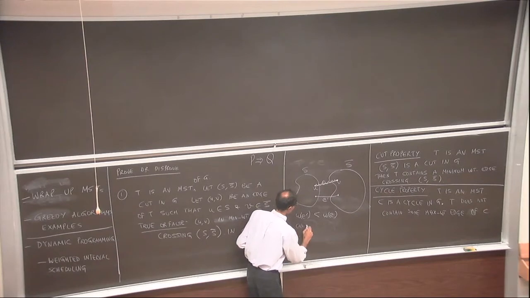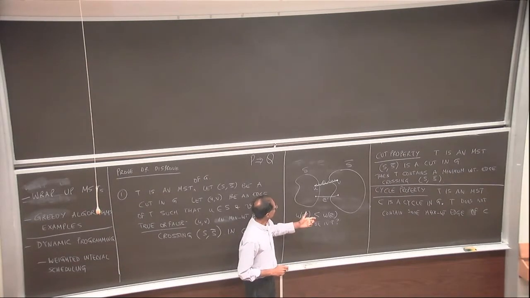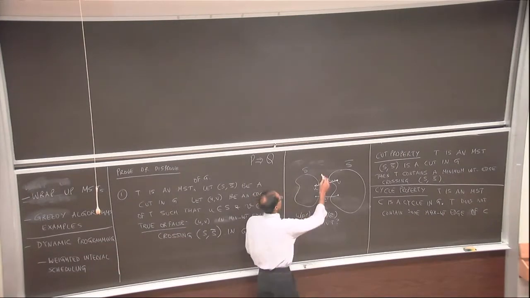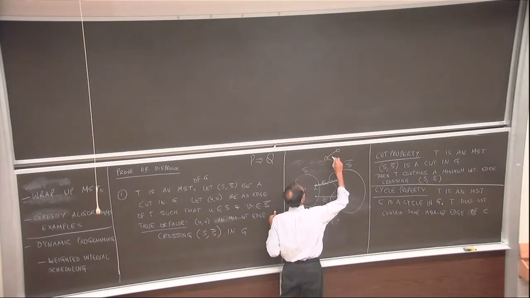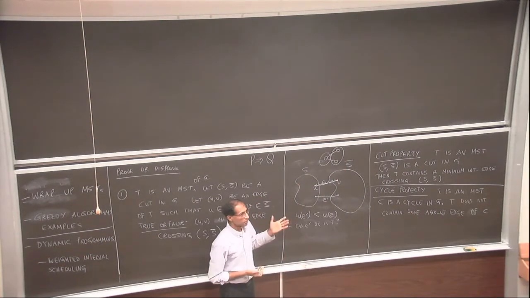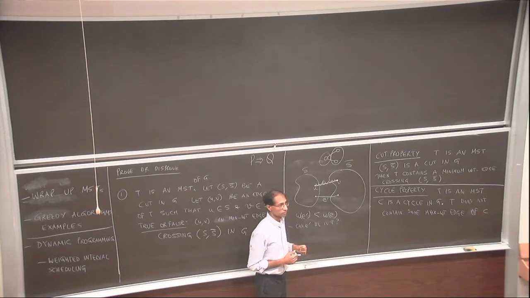Can E prime be in T? Okay, so one suggestion was if E prime and E were both in T, this will form a cycle. Is that true? No. Not necessarily. Okay, and you can imagine, if we draw a picture like this, this is a cut. There are two edges in the tree crossing the cut, and you can have both of those edges. So E prime can certainly be in T. Okay, so now what?